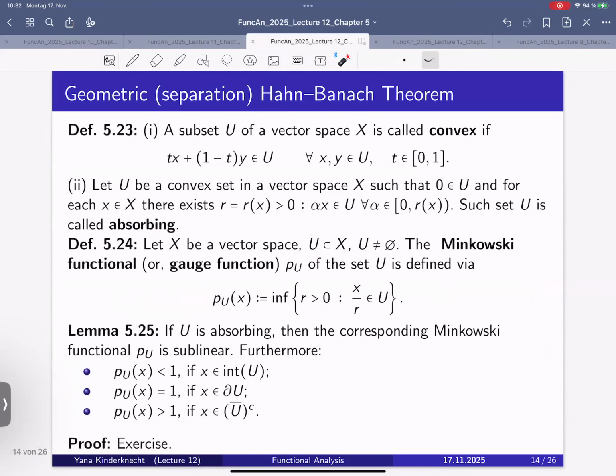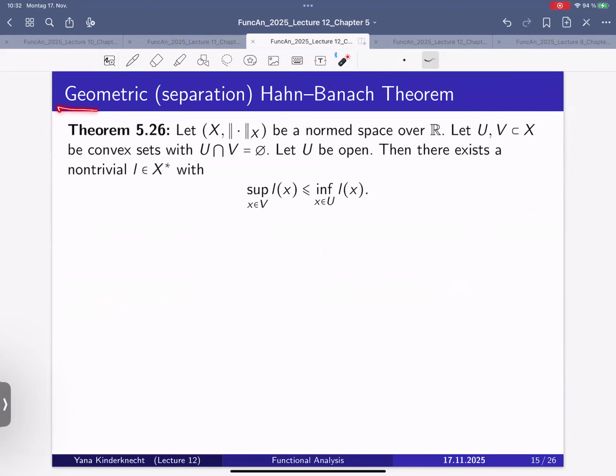Okay. Now a theorem, which is the geometric Hahn-Banach theorem. Let X be a normed space over R. We are working only here. Let U and V be two convex sets which are disjoint. In order to make the statement nicer, let us assume that one of the sets is open, so let for example U be open. Then there exists a non-trivial continuous linear functional on X which separates these two convex sets.